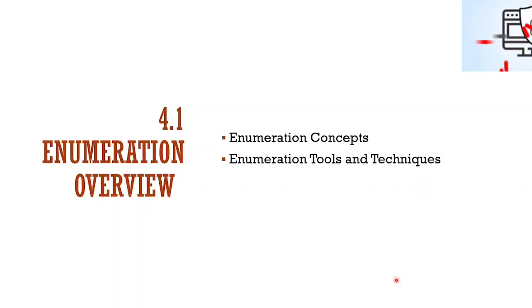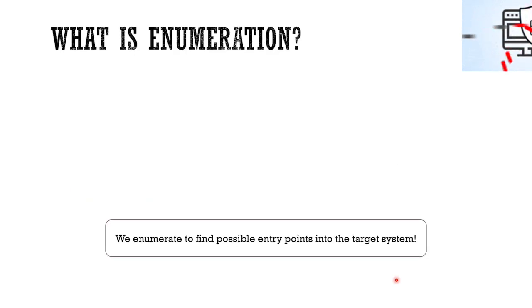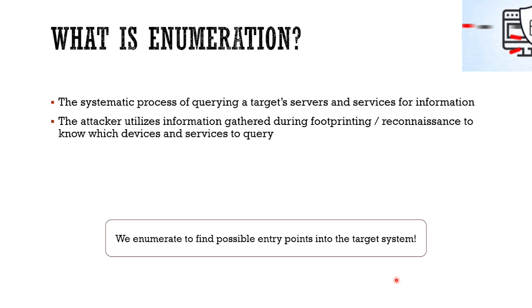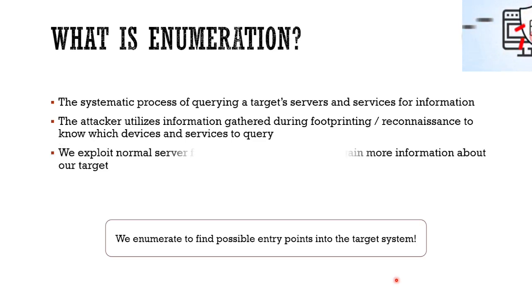We've scanned the device. We've checked out its ports. Now it's time to get more information. Let's enumerate. With enumeration, we're going to do sort of a systematic approach to get info out of the target device. We're going to use information that we got from our recon, our footprinting, to know which devices are worth enumerating. We'll exploit normal functionality.